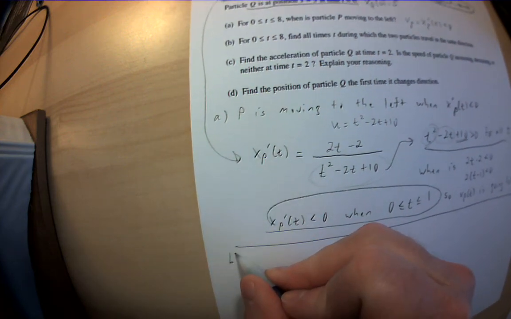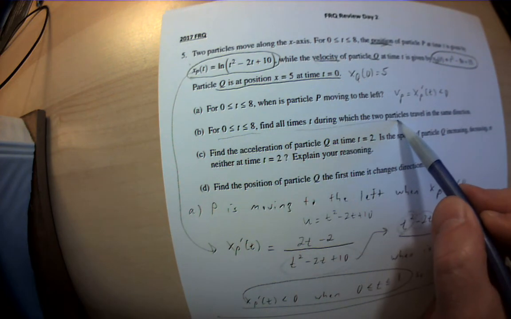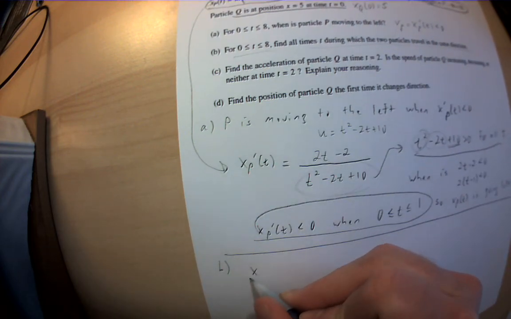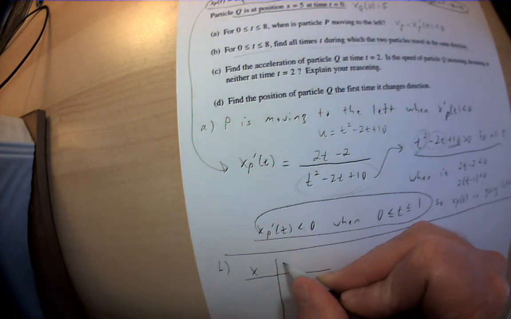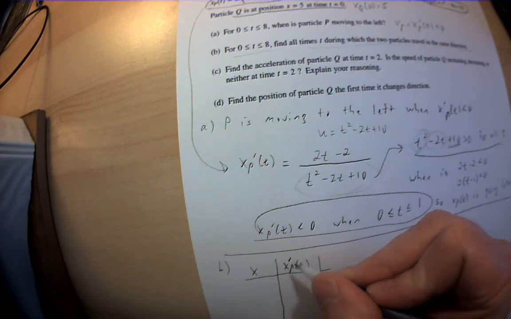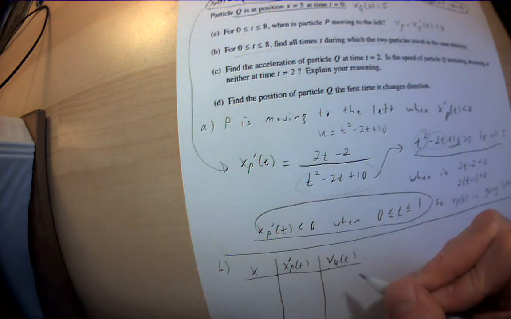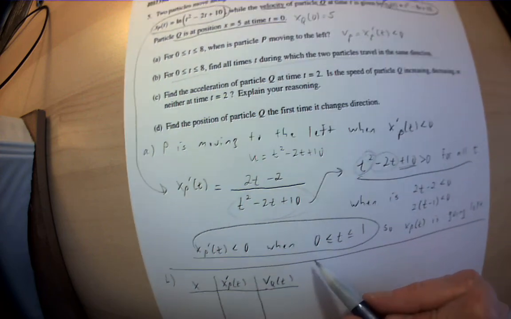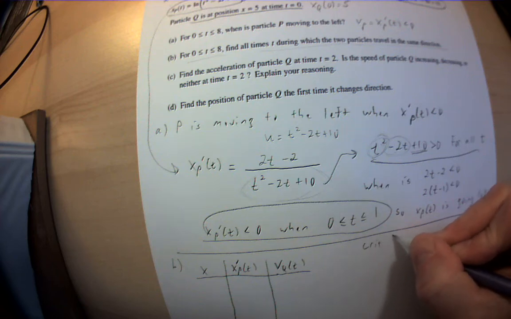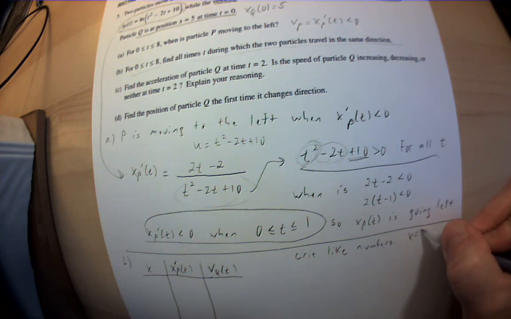All right, B. Between this time, find all the times that the two particles are traveling in the same direction. So I'm going to need a table: x prime P of t and vQ of t. I know that x prime P of t changes sign at t equals 1. So I'm going to call them critical numbers. I got 1 at t equals 1.